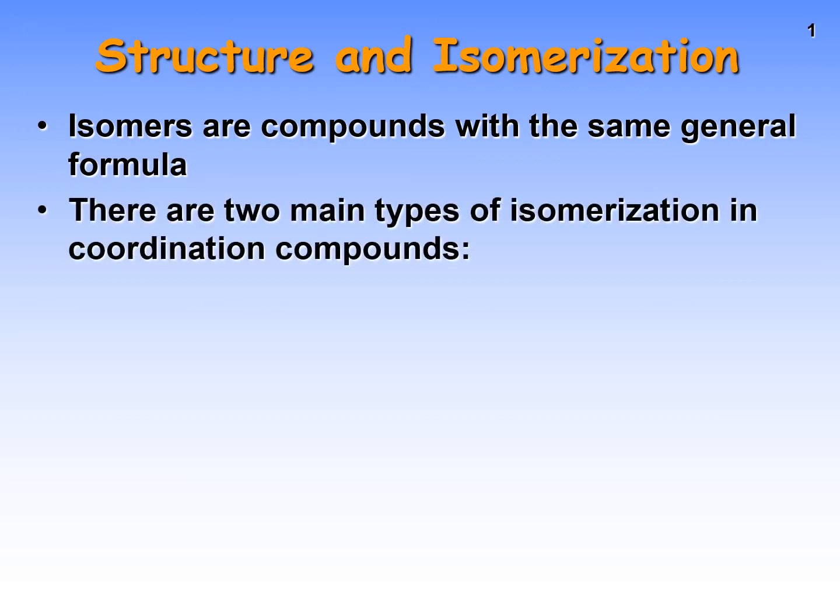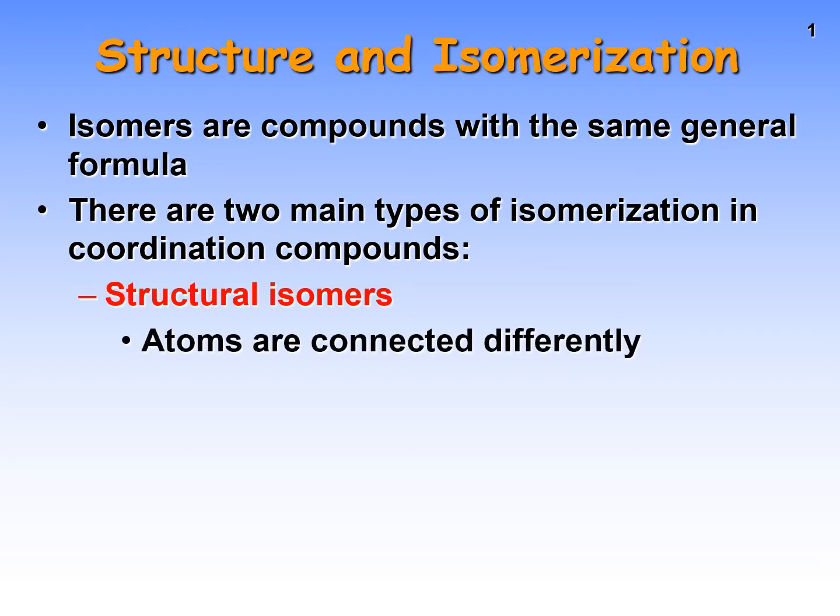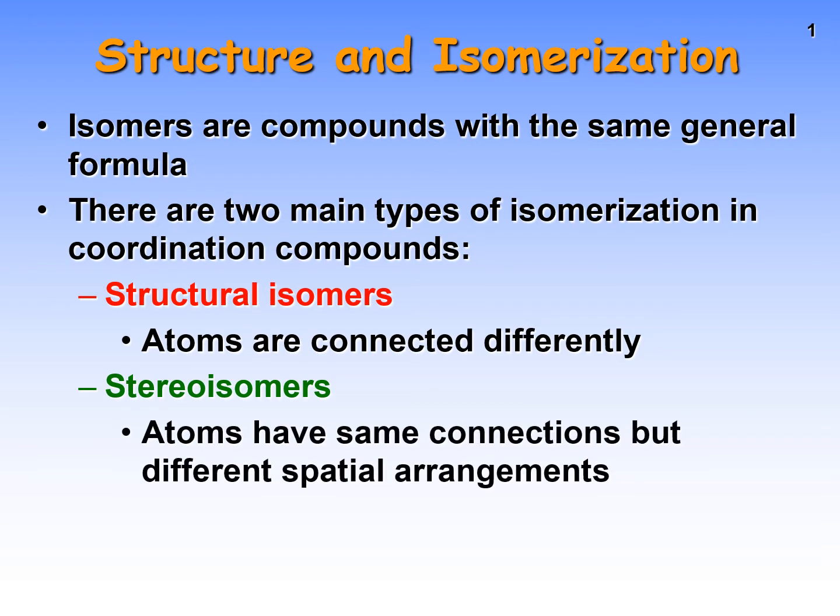So there are actually two types of isomerization in coordination compounds, and that is structural isomerization, or structural isomers, and this occurs when the atoms are actually connected to each other differently. Whereas in stereoisomerization, things are connected in the same way, but they have different spatial arrangements, meaning they, with respect to each other, are different in space, like around the structure.